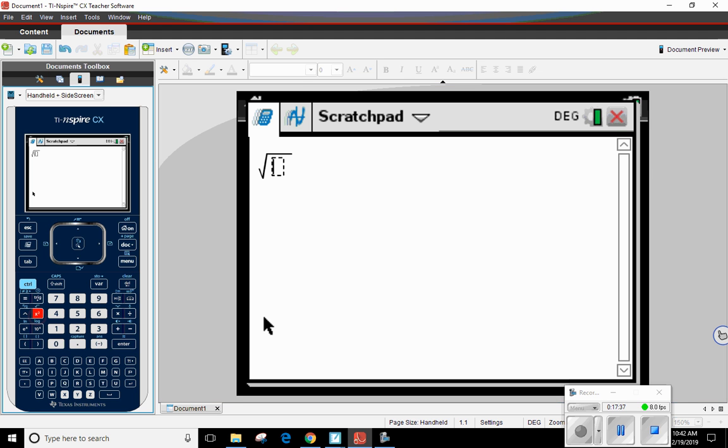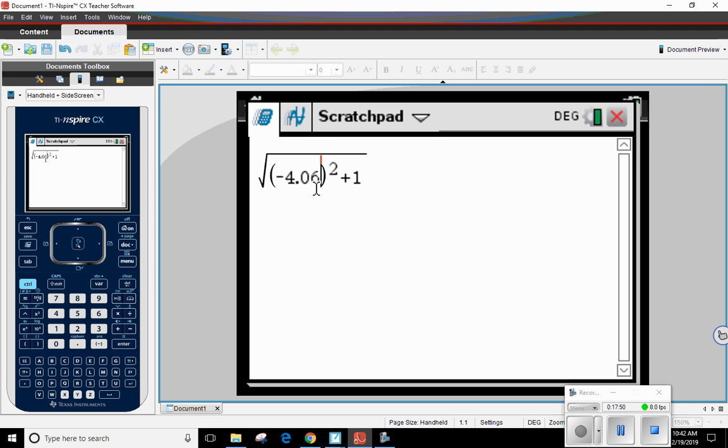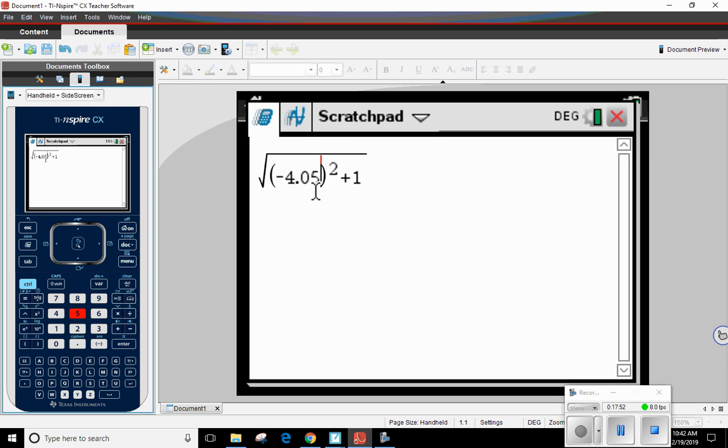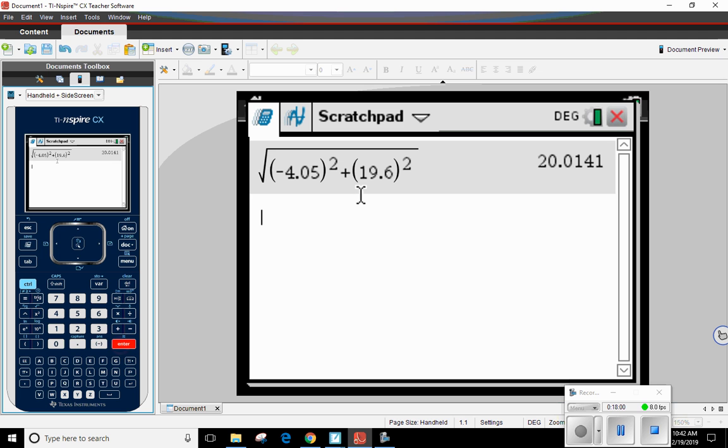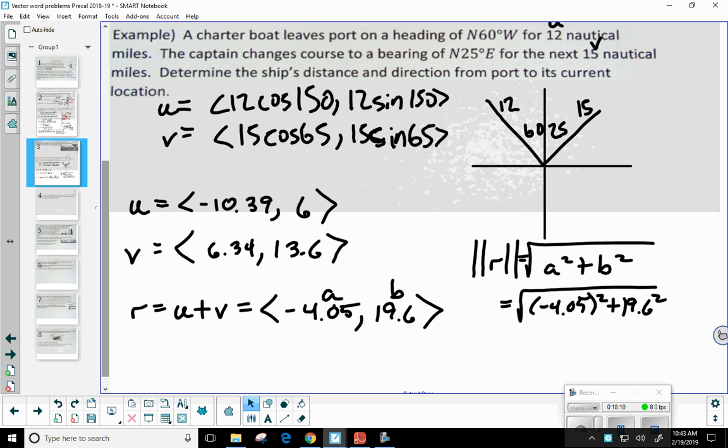Okay. Parentheses. What was it? Negative 4.05. Squared plus 19.6. Okay. I'm getting about 20 nautical miles. Is that what you folks are getting? Okay. So it is 20 nautical miles from where it started.